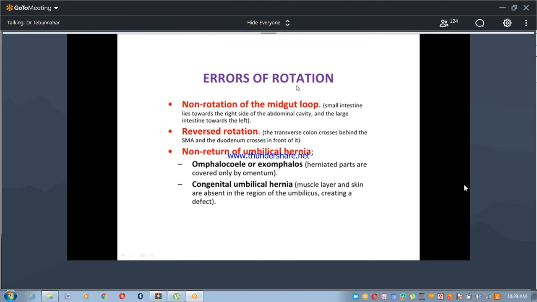So there may be errors in rotation of the GIT. Non-rotation of the midgut loop, that is, the small intestine lies towards the right side of the abdominal cavity and the large intestine towards the left due to non-rotation of the midgut. There may be reverse rotation, where the transverse colon passes behind the superior mesenteric artery and the duodenum passes in front of it. This is reverse rotation.